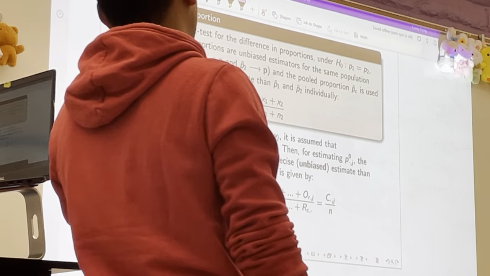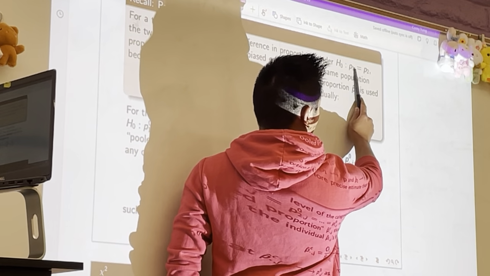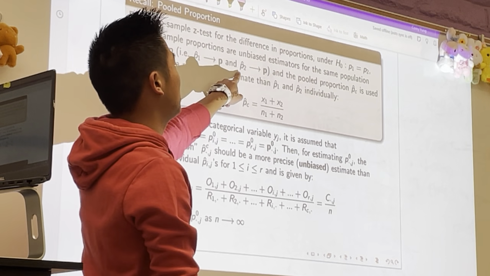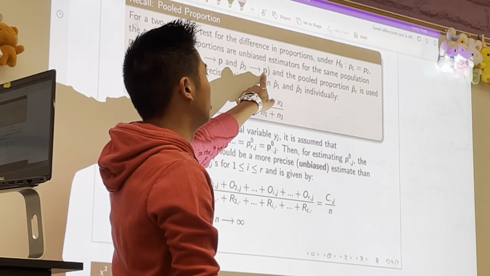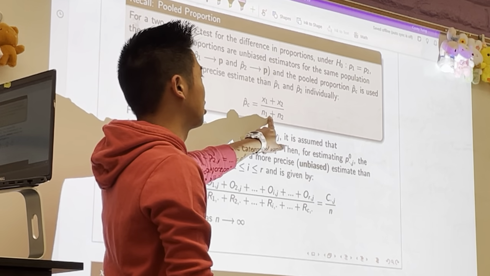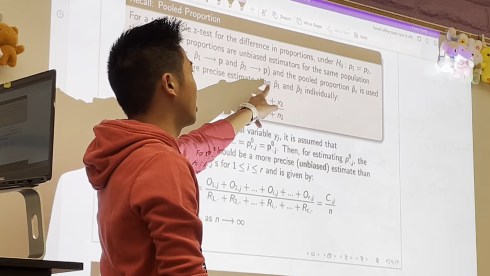When we did a two-sample z-test for the difference in proportions, where our null hypothesis was that P1 was equal to P2, then because P hat 1 and P hat 2 are estimating the same value, taking the pooled proportion, where you combine the sample proportions as one combined sample, is a better estimate than the P hat 1 and P hat 2 that we had individually.